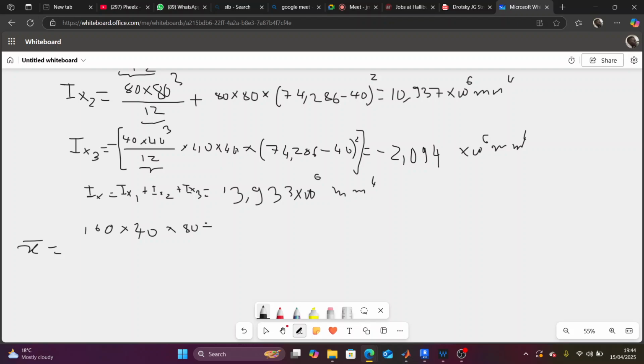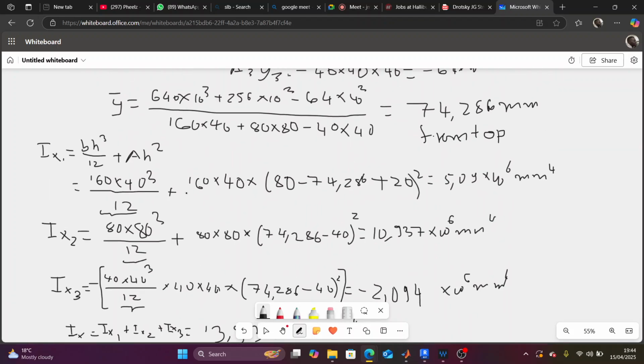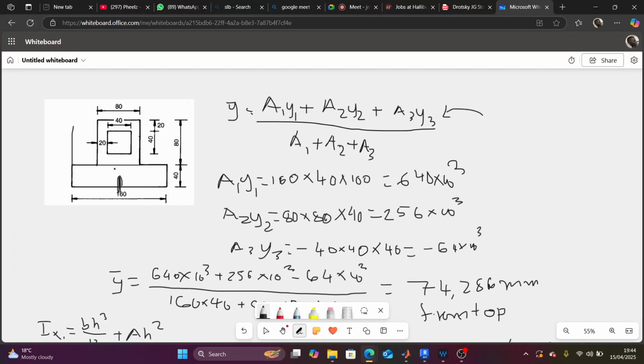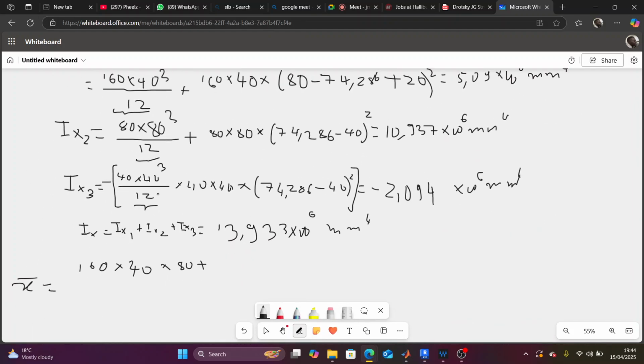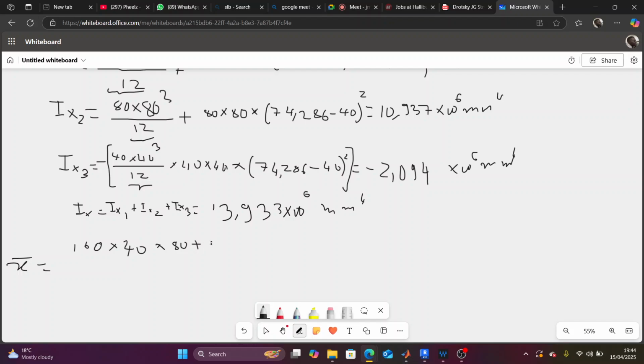We go plus. What is the other one? Remember, the reference is still from here to here. Do you agree that all these references will be 80, 80? Yes. Can we take the second area? It is 80 times 80 times 80, right? Yes.